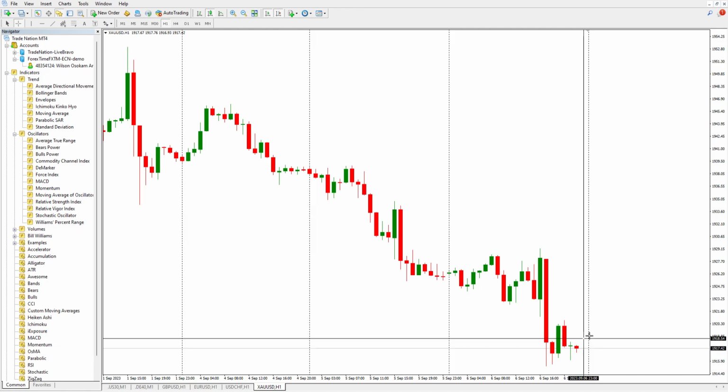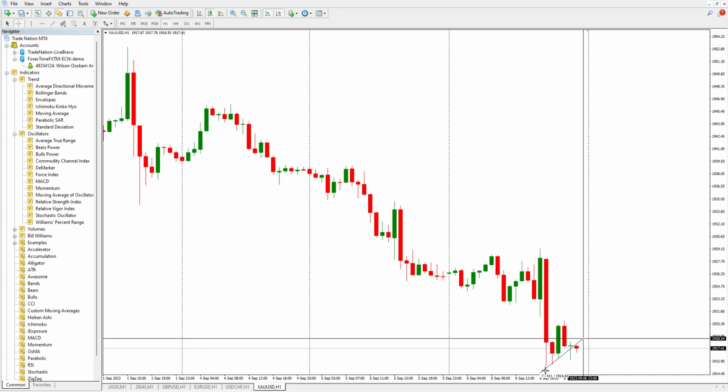So our entry price, above this market price, is 1918.5. That is my entry price. All right, so I'm picking my stop loss below the market price. So I'm using 40 pips as my stop loss.